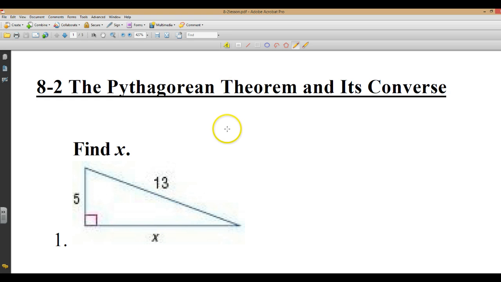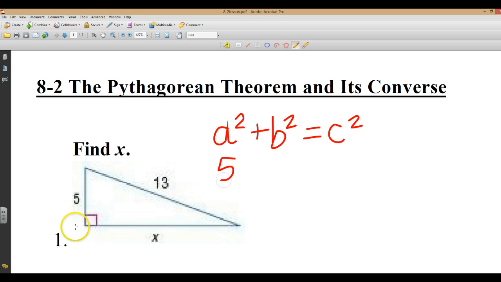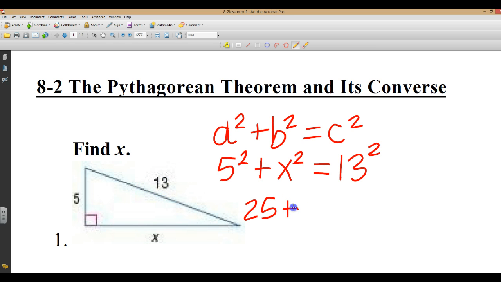The Pythagorean theorem says leg squared plus leg squared equals hypotenuse squared. So we would substitute in the legs making up the right angle that we know. So we have 5 squared plus x squared equals hypotenuse, which is 13. The hypotenuse is the side across from the right angle. So we would get 25 plus x squared is equal to 169.